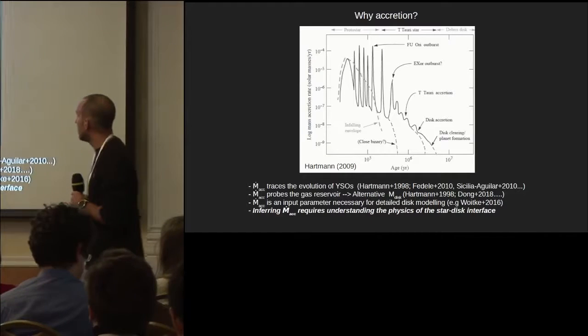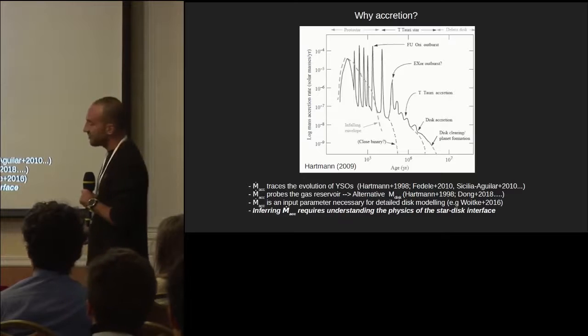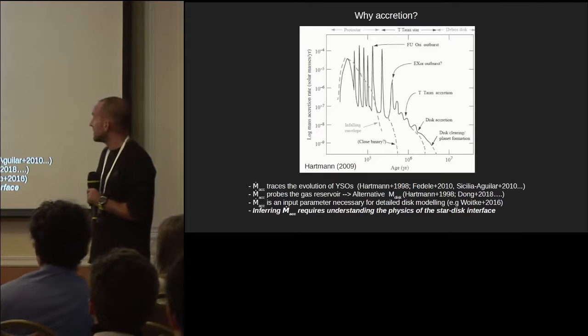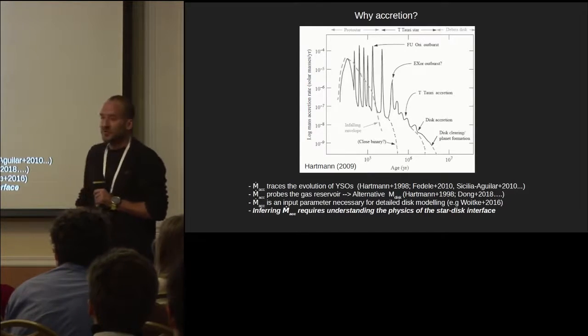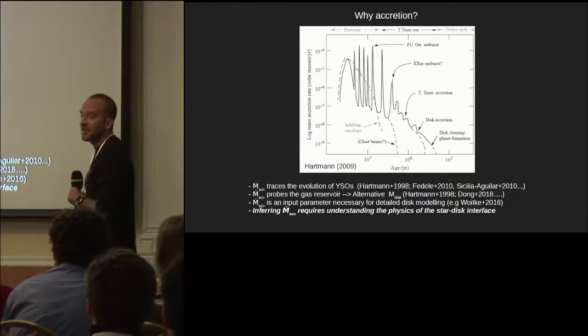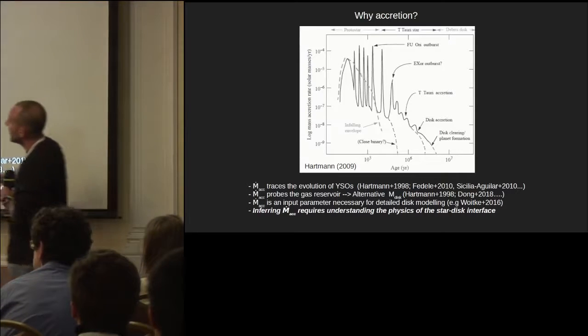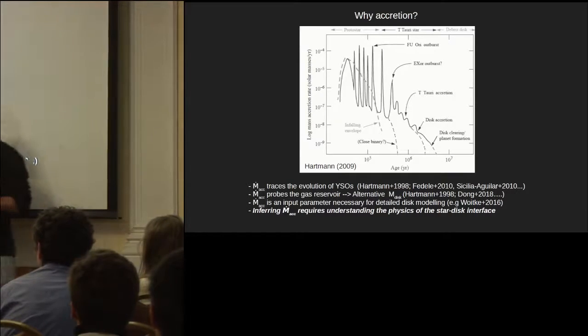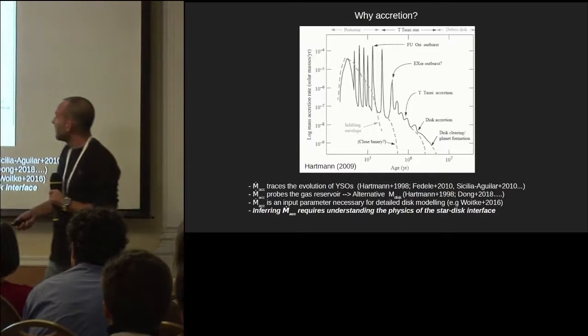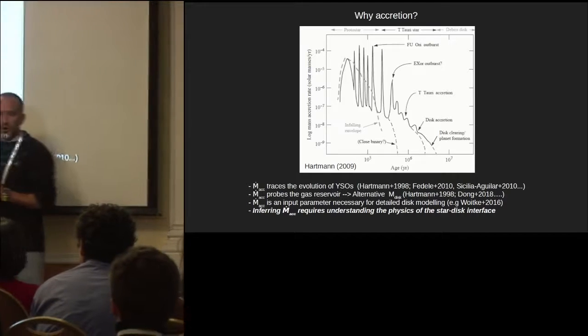You have seen this plot yesterday. It's a classical one from Hartmann. It refers to classical T Tauri stars. And in principle, this is derived from a combination of theory and observations. So we know that at the very beginning, at the class 0, class 1 stages, we have very high accretion rates. It is not clear whether all objects or some of them experience this outburst.